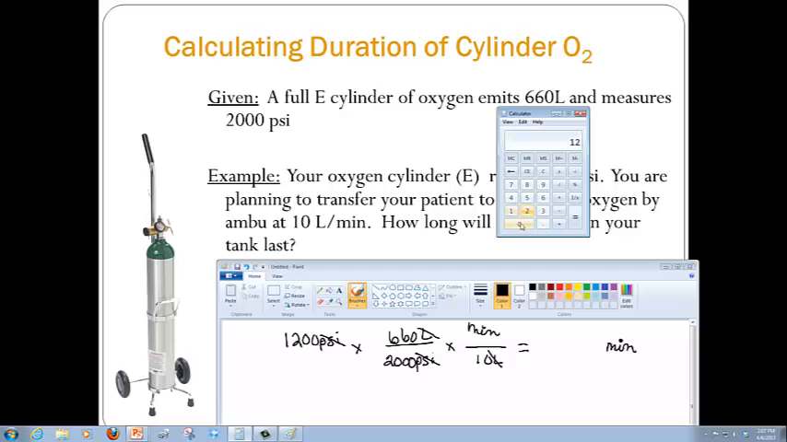You multiply the numbers in the numerator, 1,200 times 660, and then you divide by all the numbers in the denominator. So we'll divide by 2,000, and we'll divide by 10, and that tells us that we have 39.6 minutes to transport this patient to the neurotrauma intensive care unit with this tank that reads 1,200 pounds per square inch pressure if we run the oxygen liter flow on the flow meter at 10 liters per minute.